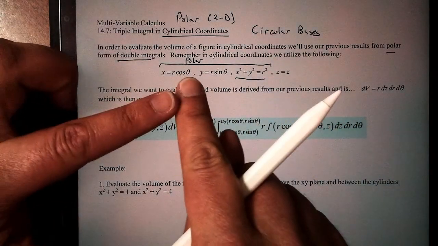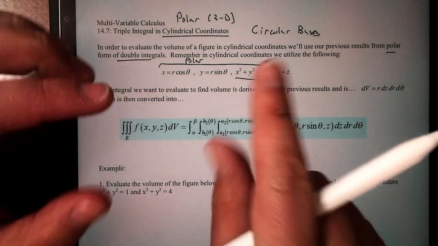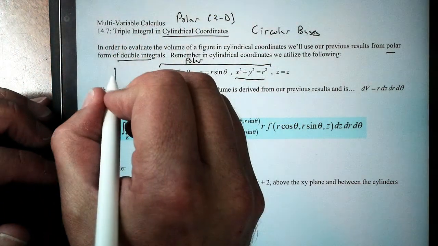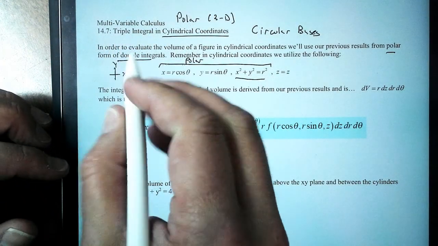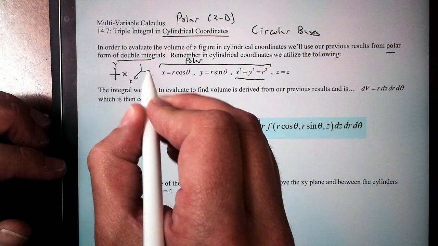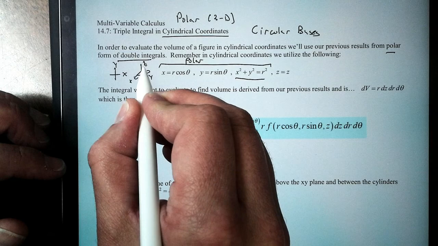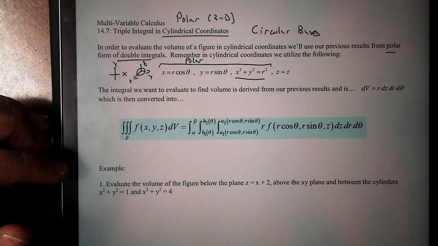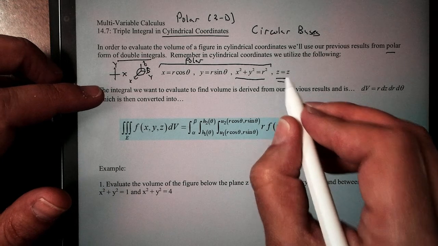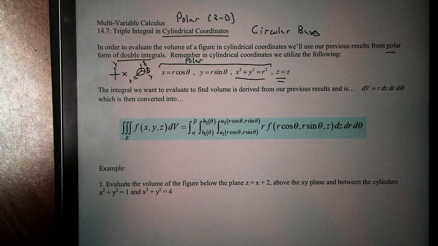But notice, none of these have a z coordinate because polars deal with a flat surface. It deals with only the xy plane. So if I'm looking in three dimensions, x, y, and z, I'm only looking at the part on the xy plane. To give it the height, we're still going to let z just be z.